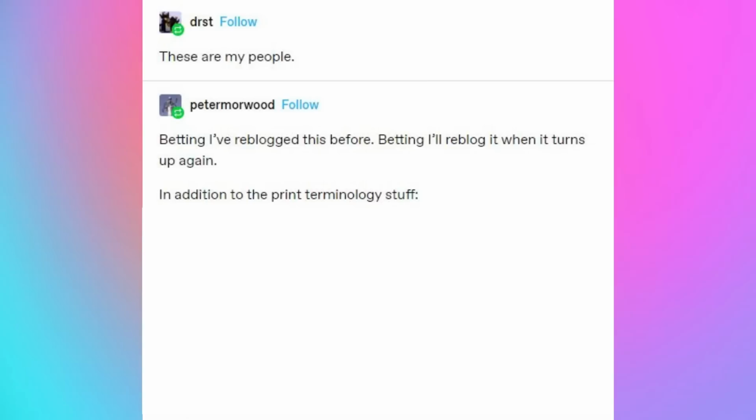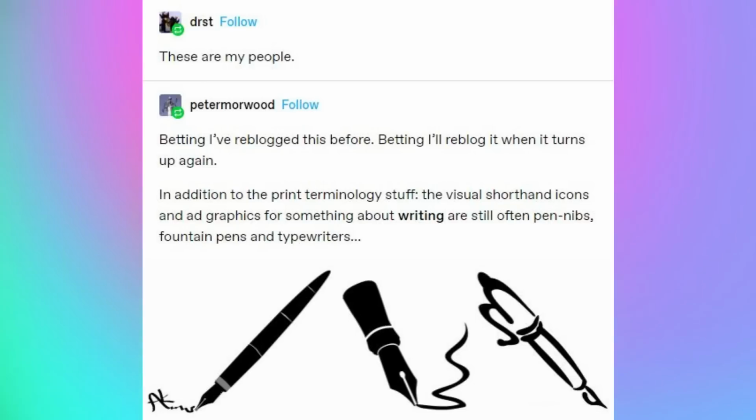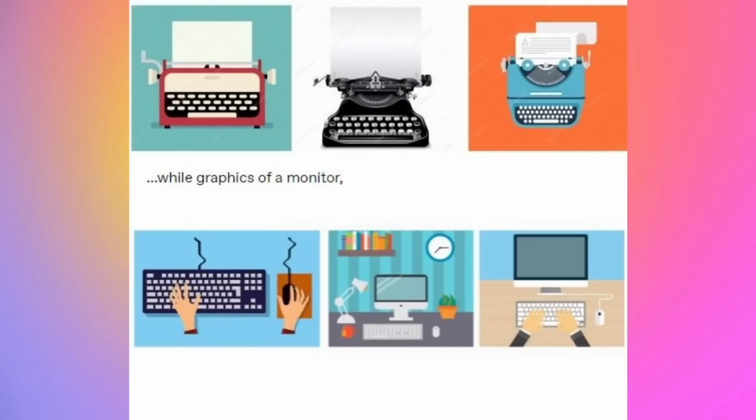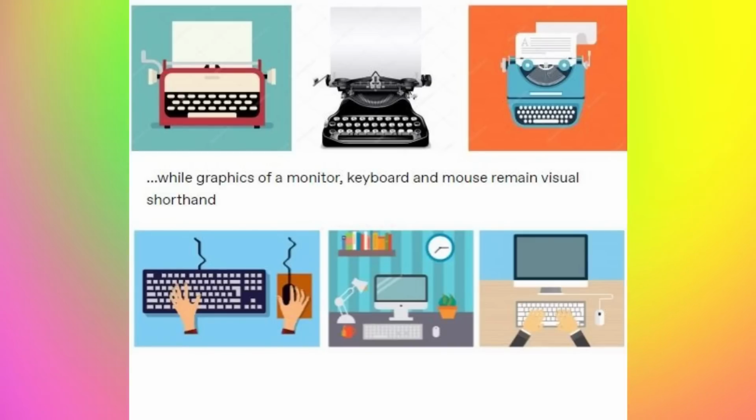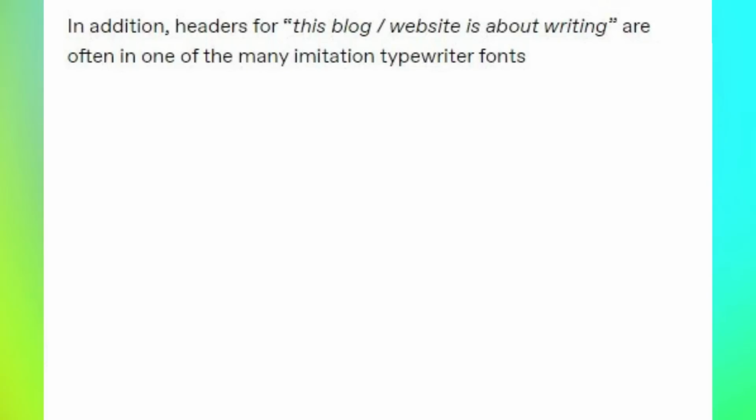In addition to the print terminology stuff, the visual shorthand icons and ad graphics for something about writing are still often pen nibs, fountain pens, and typewriters, while graphics of a monitor, keyboard, and mouse remain visual shorthand for computing, even though most writers now use monitor, keyboard, mouse, or even laptop touchpad. In addition, headers for "this blog/website is about writing" are often in one of the many imitation typewriter fonts complete with smudges, or just Courier.